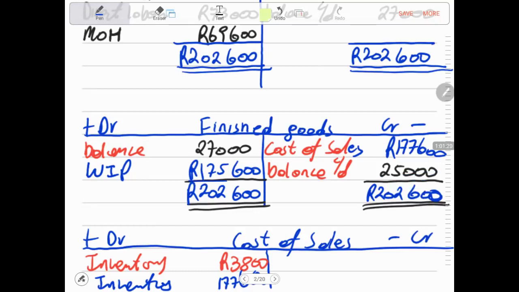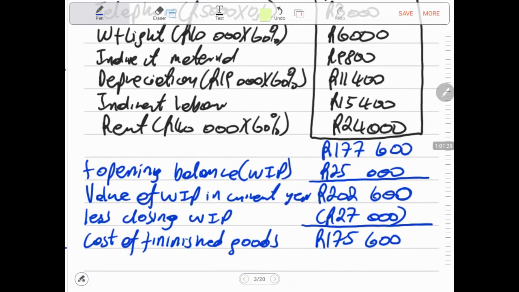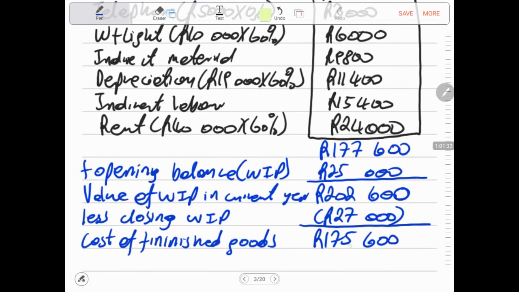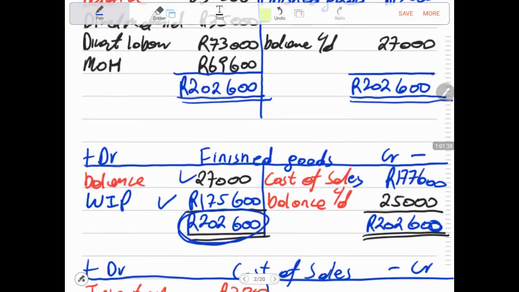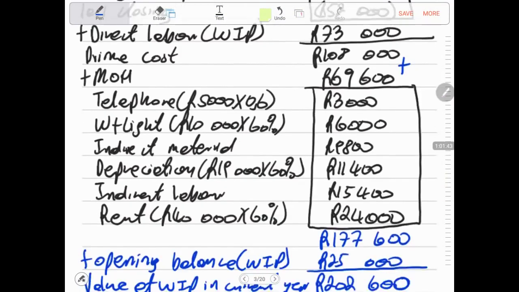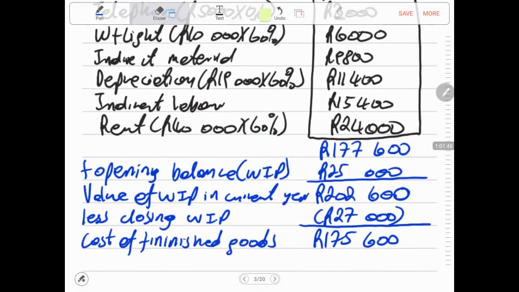Now remember, this is inventory available for sales, and inventory available for sales is inventory finished in the current year plus opening inventory. Let us go there on that same note. This is cost of inventory finished, 175,600, and here is 175,600 plus opening finished goods of 27,000. So out of the cost of goods that were finished during the year, take note, finished, I have WN here. These are finished goods. If these are finished goods, then we need to add opening finished goods.